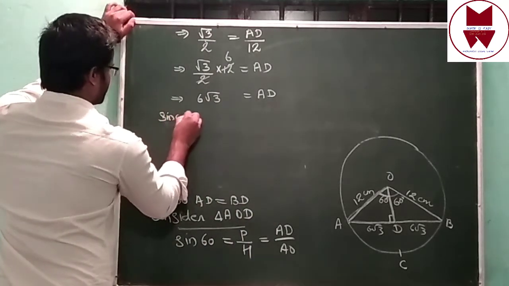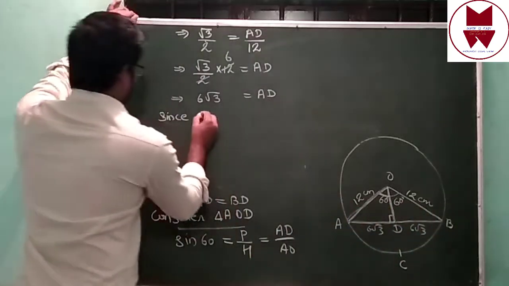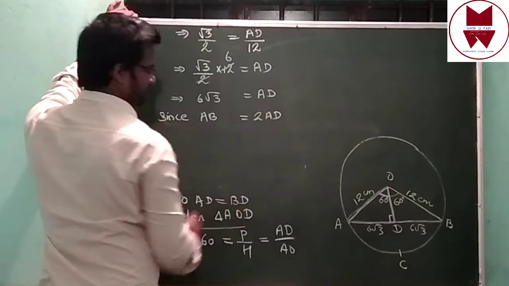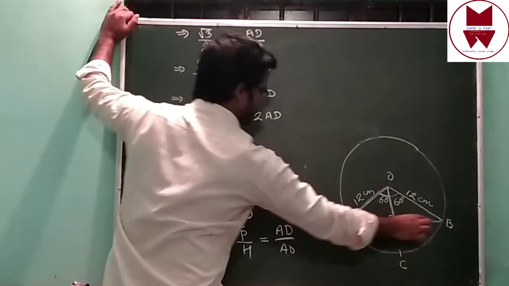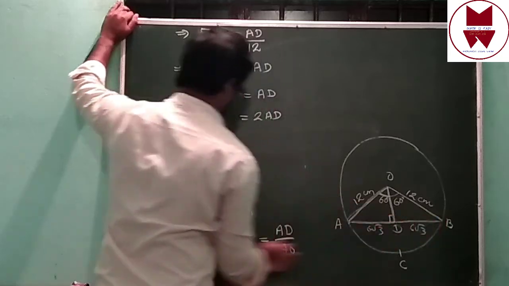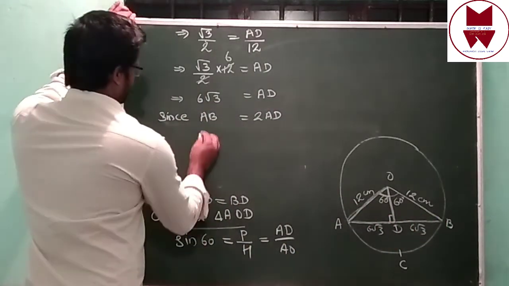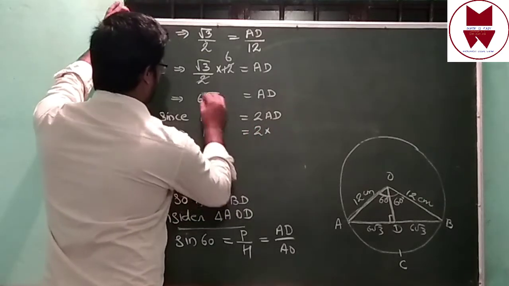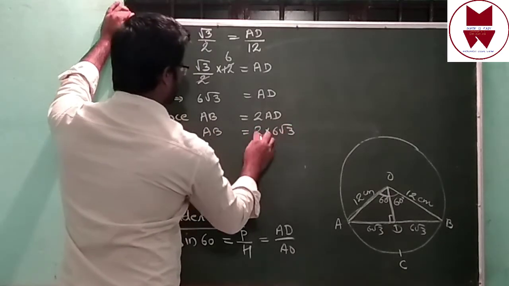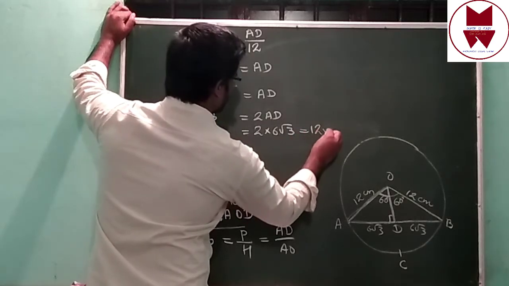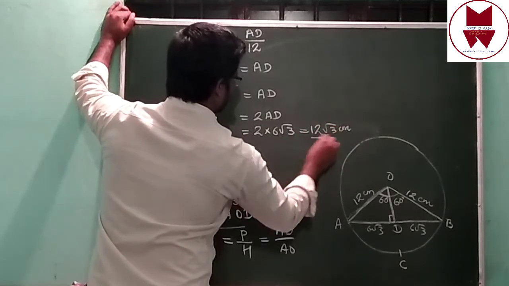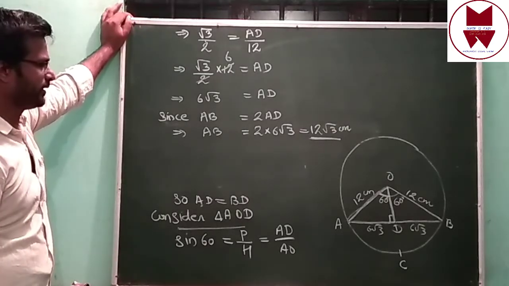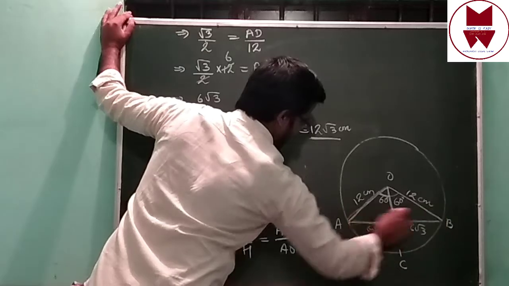Since we need AB, the total length, we can write 2 into AD. In here one AD is there, and this part we can also consider AD. We have written AD and BD equal. Then AB equals 2 into AD, which is 6 root 3. 2 into 6 root 3 is 12 root 3 centimeter. Now we got AB equal to 12 root 3 centimeter. Then the downside part, got it.